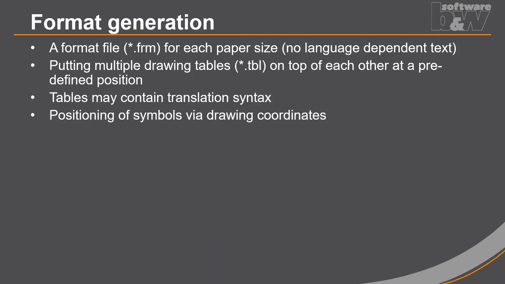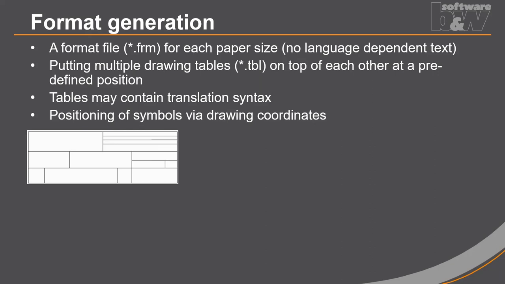Another interesting point is how the format is generated, the drawing format and the title block, of course. First of all, you need only one format file for each paper size, because again there is no language dependency within the format, and also no tables contained. The tables forming the title block are created by putting multiple of these tables on top of each other at a predefined position, specified in drawing coordinates. Some tables may contain the translation syntax, others may not. And in addition, you can position symbols within the title block or at any place on the drawing sheet.